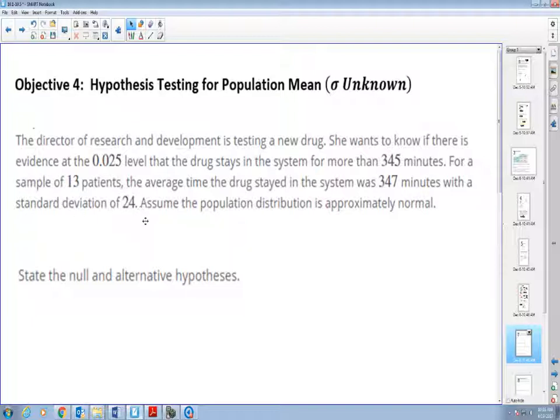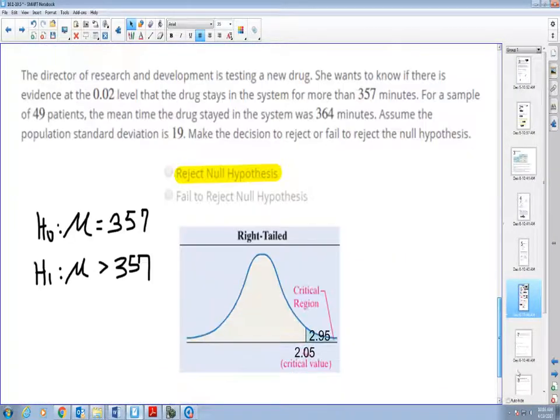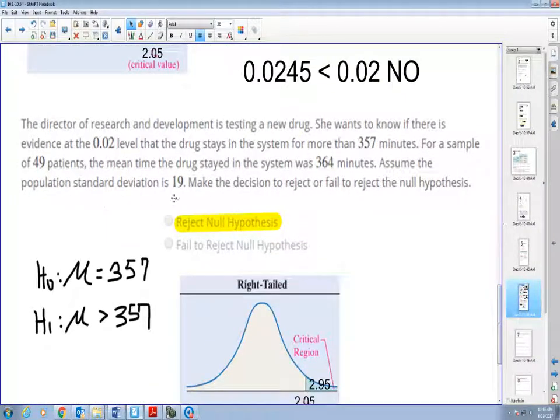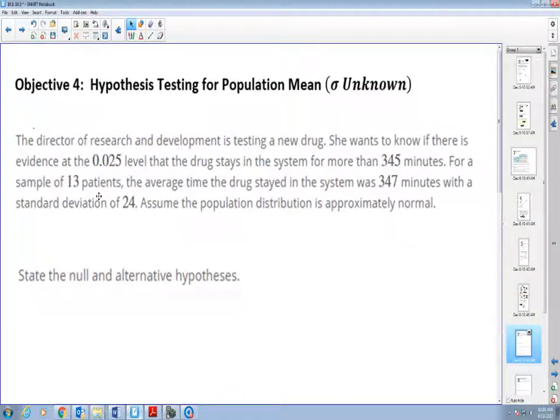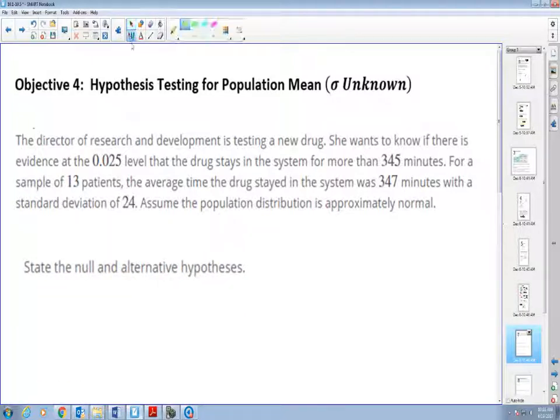So this 24 does not say population standard deviation. Let me take a look right here. Same problem, but the 19 was population standard deviation. This example doesn't say population standard deviation, so this 24 has to be the sample standard deviation out of the 13 patients. Okay, so let's see the null hypothesis.